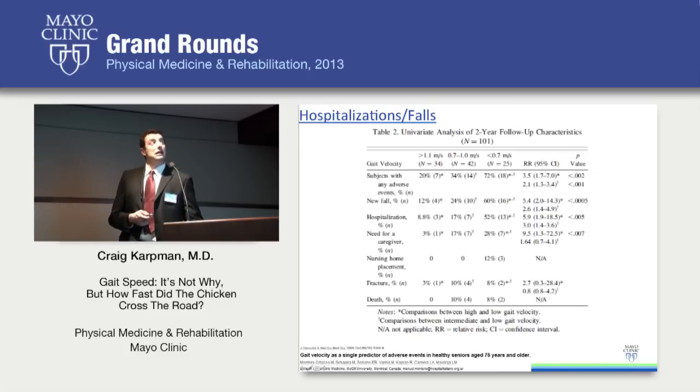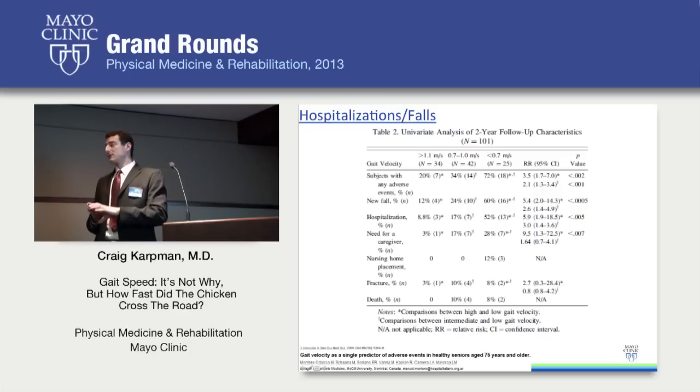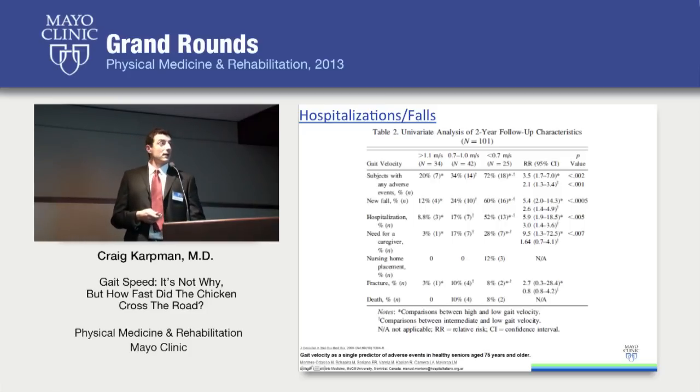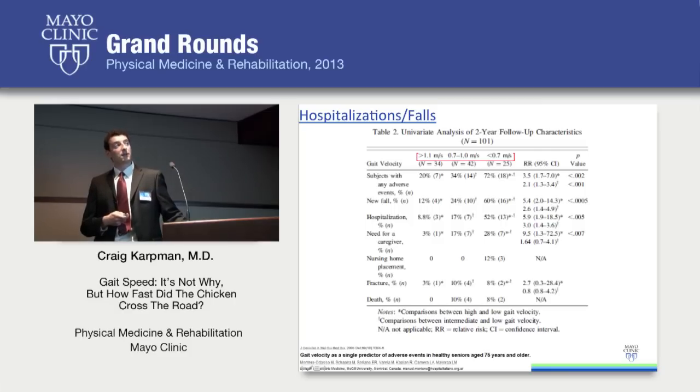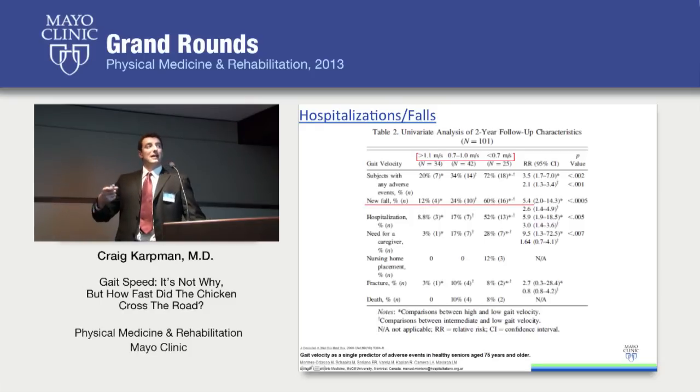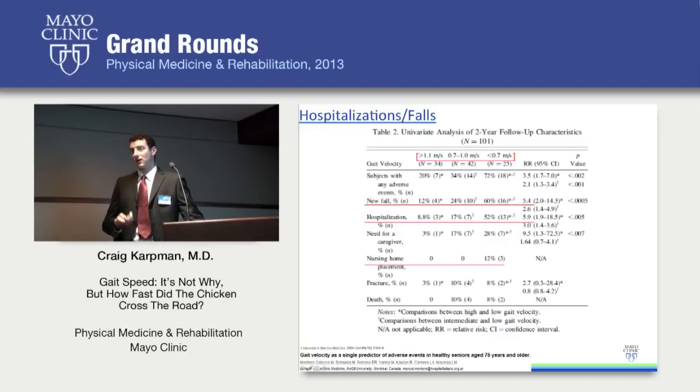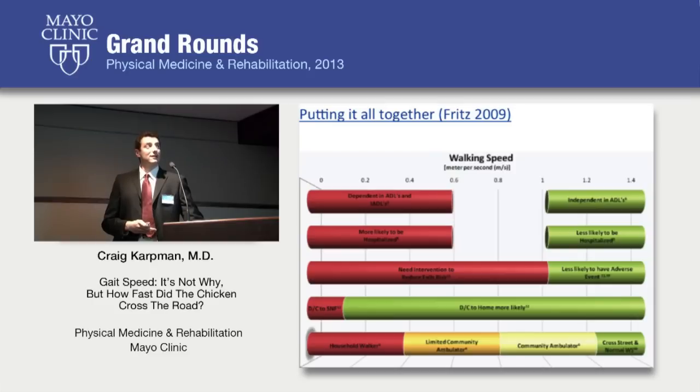This is a study showing how gait speed is associated with hospitalizations, falls, and nursing home placement. And really what we have here is 3 different groups. We have a very slow group, walking less than 0.7 meters per second, a normal walking group, walking faster than 1.1 meters per second, and one in between. Basically it shows that as gait speed slows down, the likelihood of falls, hospitalizations, and nursing home placement all go up. And again, these are just a couple of the studies. There are several others linking all these outcomes with walking speed.